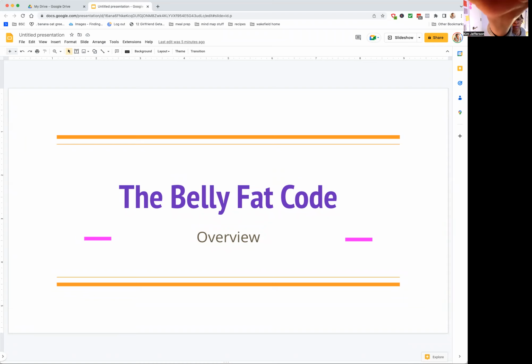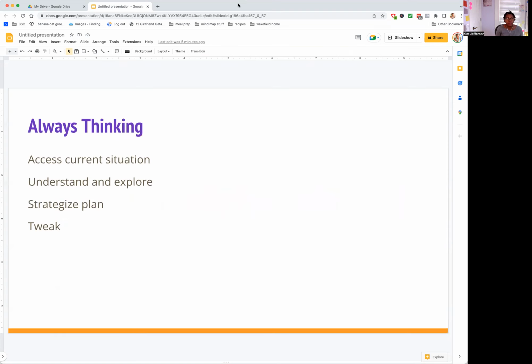So hold on, let me. I thought my light was on, but it is not. There we go. All right, so, walk you through exactly what the belly fat code is. Yeah, I'm on the right page. Okay.